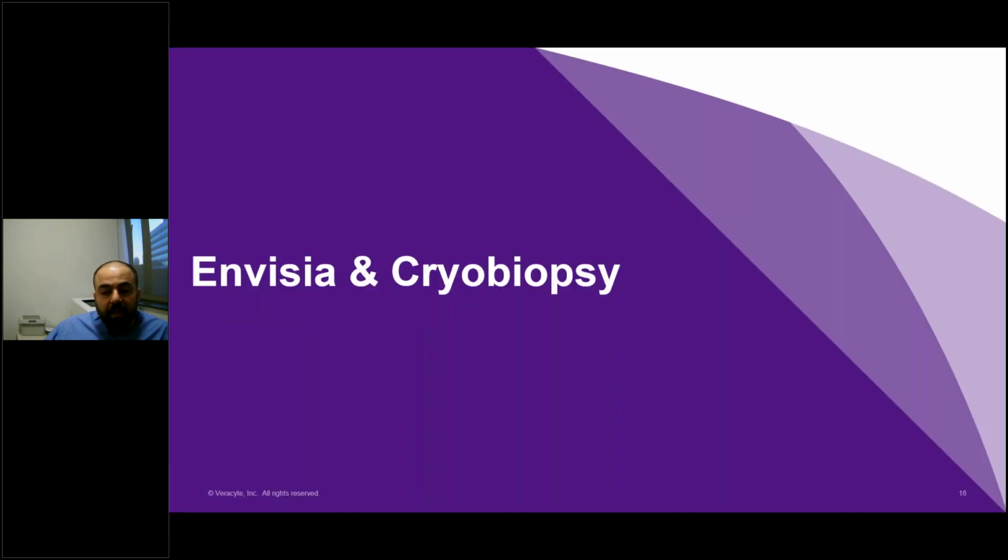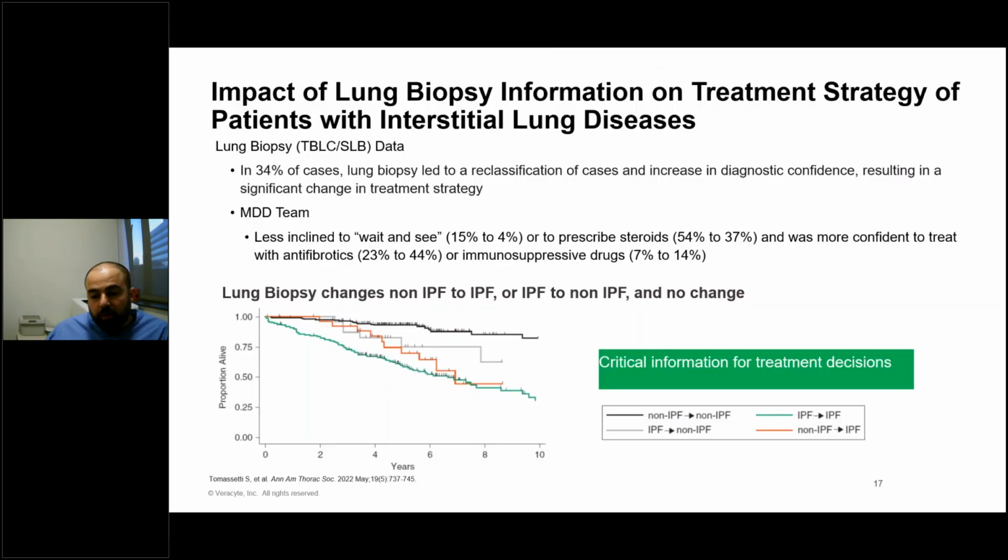So what about Envisia and cryobiopsy? This is an important study regarding cryobiopsy. That study came around the same time as the ATS guidelines, and thus it was not published within the guidelines. Why is the study important? It showed that if a patient underwent lung biopsy, and almost all these patients underwent a transbronchial cryobiopsy, one third of the patients had a reclassification of cases and an increase in confidence of diagnosis, which eventually resulted in a significant change in treatment strategy.